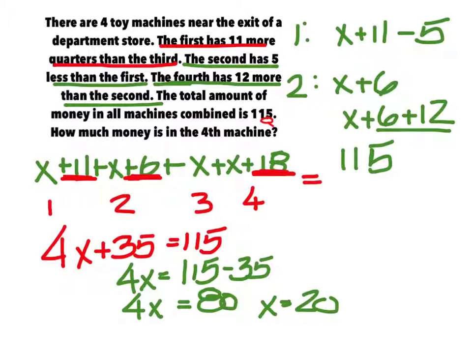Alright, now the question is asking how much money is in the fourth machine? Am I going to have to give the number of quarters or the actual amount of money? Yeah. Where'd you get 20 from? The 25? No, the 20. Oh, the 20? We did 80 divided by 4. Okay. Would I need to put out for my answer the number of quarters in the fourth machine or how much money is actually in there?